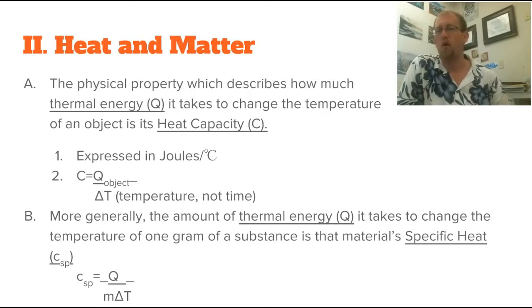So if it's only 1 gram, then 1 times delta T, the M doesn't matter. And the term C, lowercase or subscripted SP, means the heat capacity of 1 gram of that thing. But if we have an object that weighs 5.4 grams, then you've got to account for that in your math, and that's where that M term comes in the denominator there. Okay, so specific heat and heat capacity.